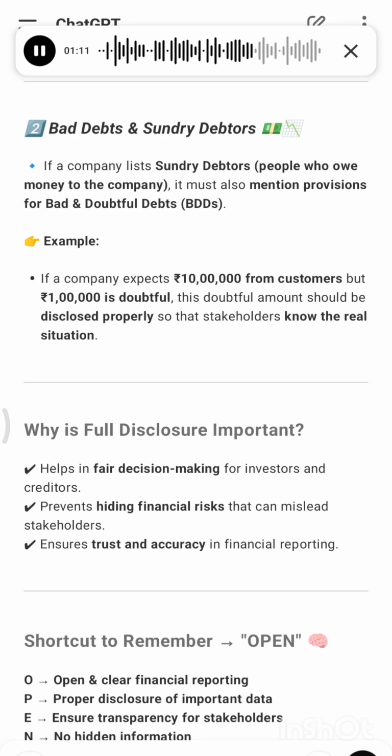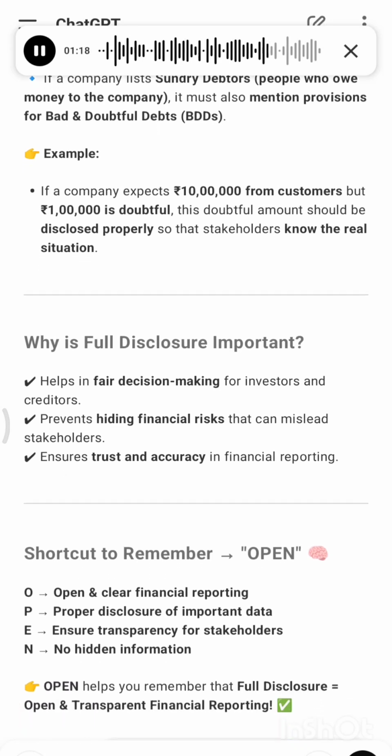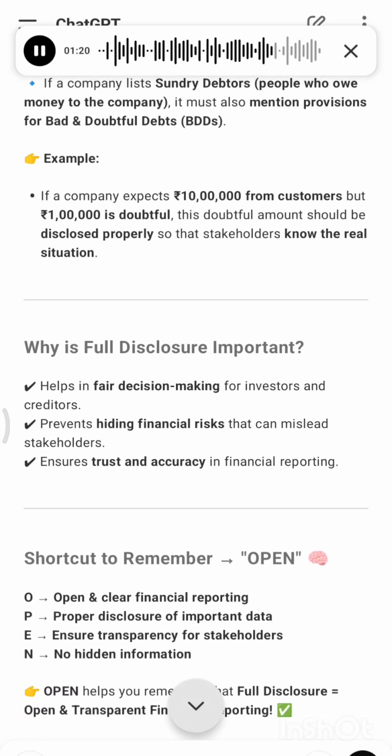Why is full disclosure important? It helps in fair decision-making for investors and creditors. It prevents hiding financial risks that can mislead stakeholders. It ensures trust and accuracy in financial reporting.